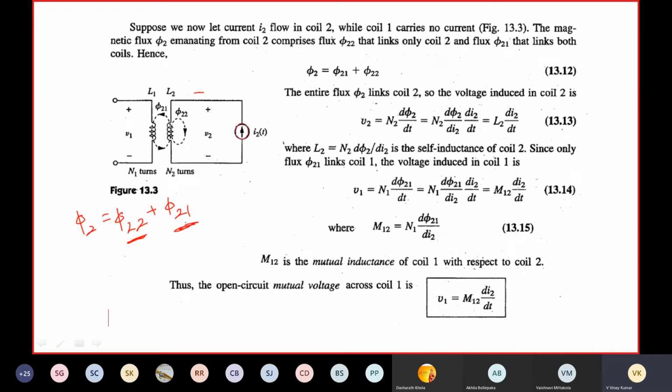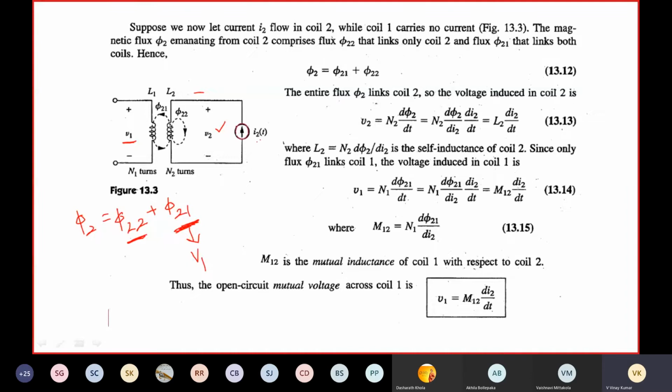Okay, because of this phi 2 1, EMF will be induced in coil 1 because of the flux in coil 2. This is the flux in coil 2. Because of this flux, EMF will be induced in coil 1. That is called mutual induced EMF. That is V1. V1 is the mutual induced EMF, whereas V2 is self-induced EMF as coil 2 is excited.